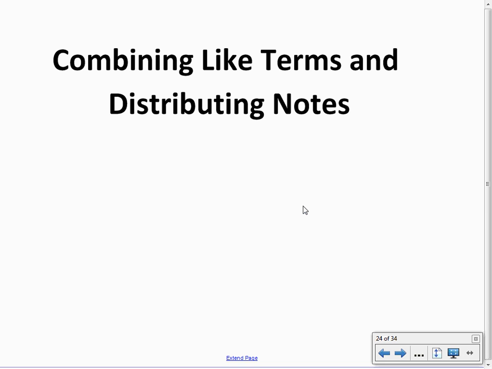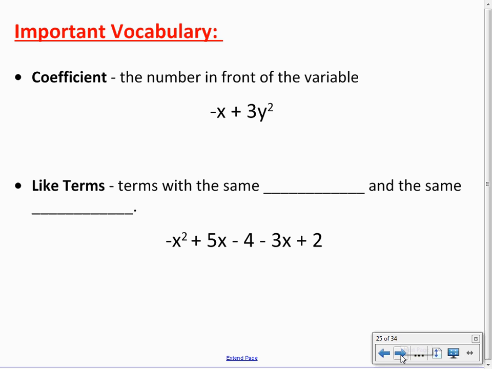Hi everybody, this video is going to talk about combining like terms and distributing. You can follow along in your notes packets. Alright, so let's start with some vocabulary.